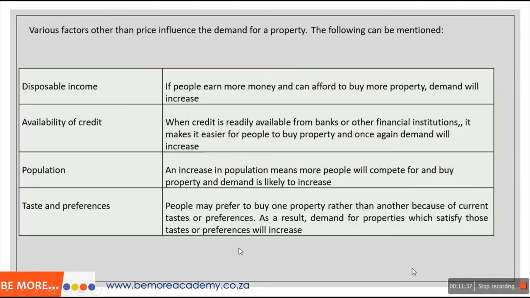Yes, it is. Okay, various factors other than price influence the demand for the property. The following can be mentioned.